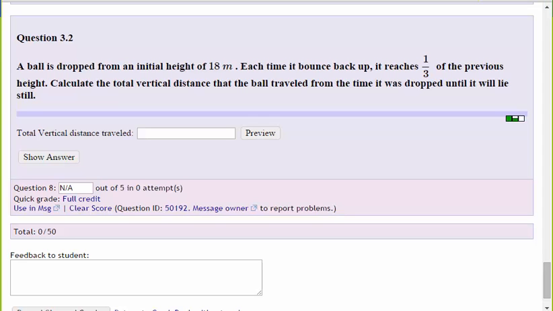Okay, so let's look at this one. This is also geometric. A ball drops from a height of 18 meters. Each time it bounces back up, it reaches a third of its previous height. Calculate the total vertical distance that the ball traveled from the time it was dropped until the time it stands still.